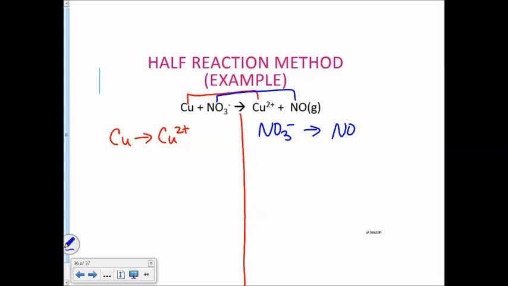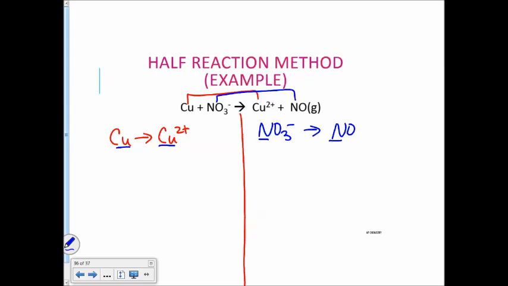Now, before I can move on to any other elements, before I can move on to the water and the O's, I need to check my elements. Do I have the same number of copper atoms on each side? That one's fine. I can leave that alone. The coppers are fine. The nitrogens, are there the same amount of nitrogens? Yes. So that's step 2. You need to balance all the other elements besides H and O first.